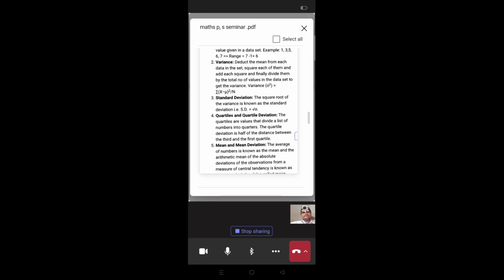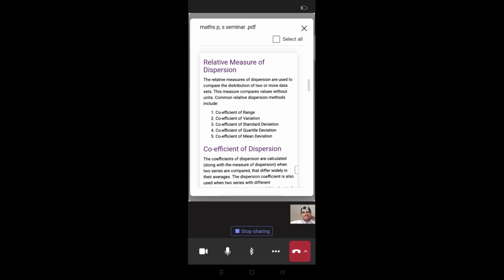Quartile and quartile deviation. The quartiles are the values that divide a list of numbers into quarters. The quartile deviation is half of the distance between the third and first quartile. Mean and mean deviation. The average number is known as the mean, and the arithmetic mean of the absolute deviations of the observations from a measure of central tendency is known as the mean deviation. As we have discussed the absolute measures of dispersion, let's move to the relative measures of dispersion.